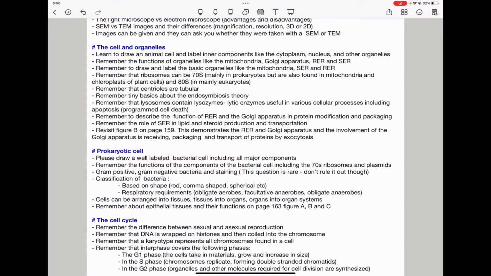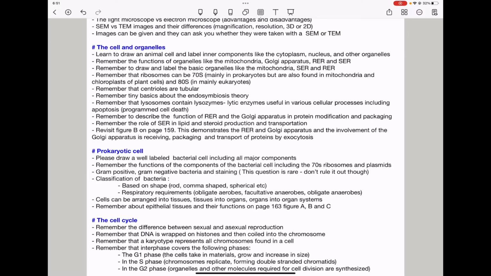Moving on to prokaryotic cells, please learn to draw and label well the bacterial cell, including all the major components inside, and remember the functions of the components of the bacterial cell, including the 70S ribosomes as well as plasmids. Remember the difference between gram-positive and gram-negative bacteria in terms of being stained. This question is rare and I don't think it will be asked, but you never know, so please do not ignore it.